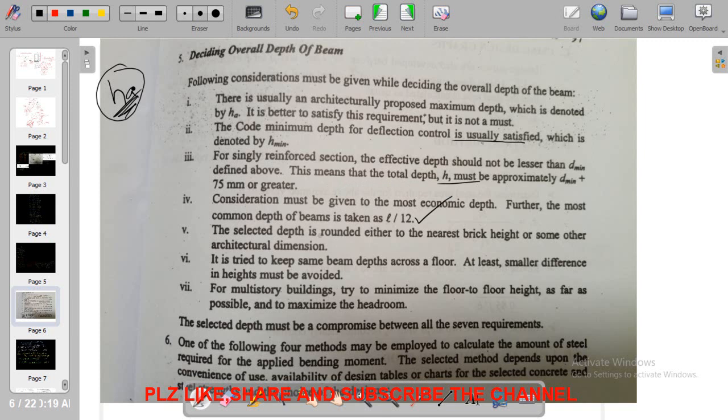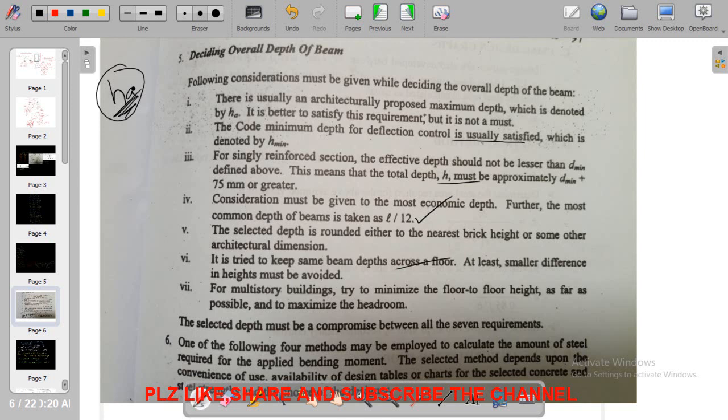The selected depth is rounded either to the nearest brick height or some other architectural dimension. The depth of our beam section should be in accordance with the layers of bricks or other considerations. We should not select a size inconsistent with the brick layers, so that is also important. It is also important to try to keep the same beam depths across a floor. At least small differences in heights must be avoided.